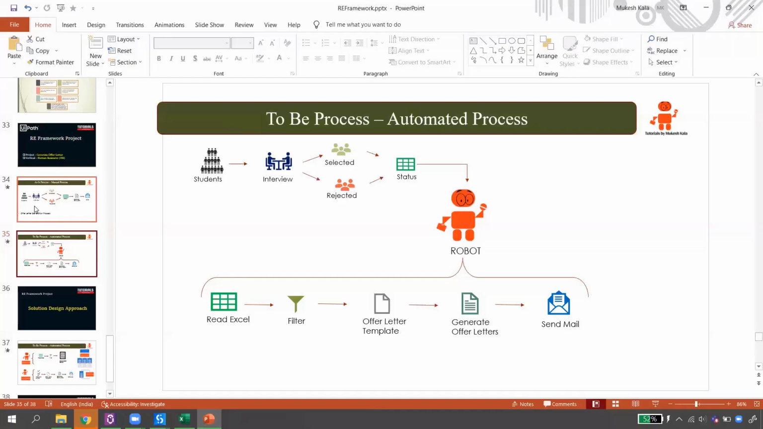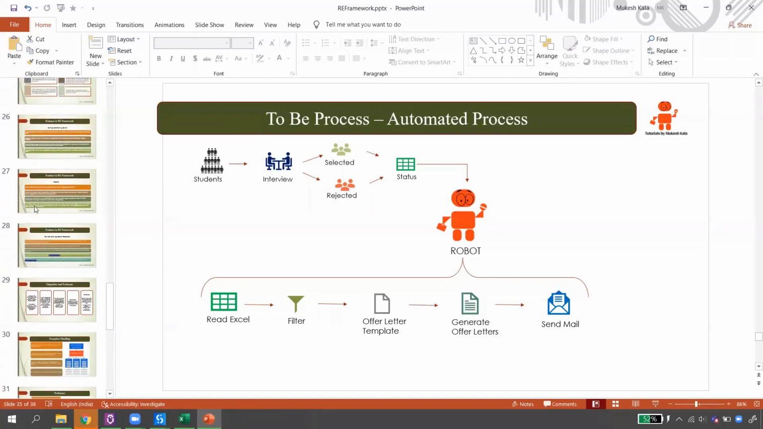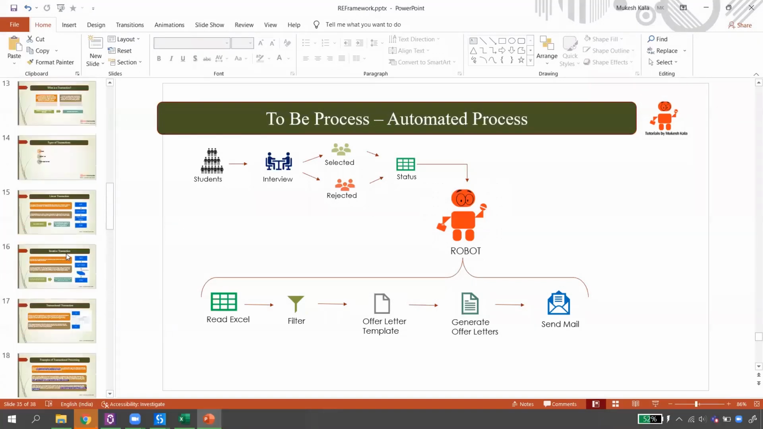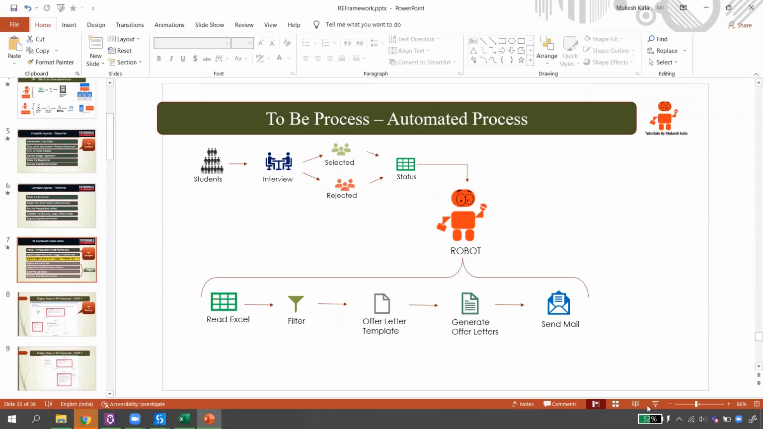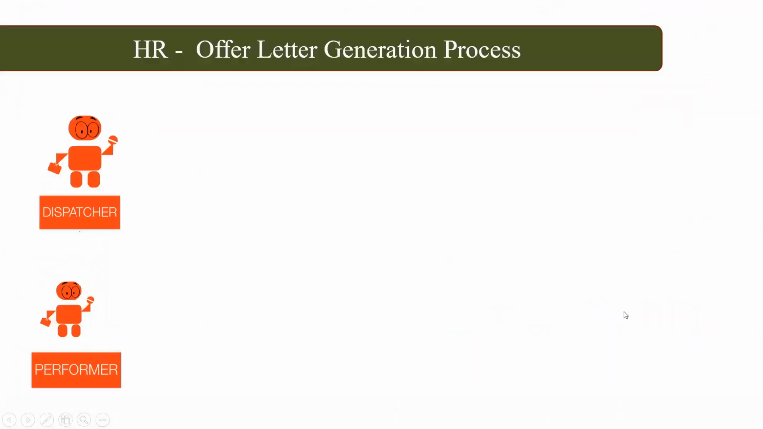So let us start by creating the solution design. We understand the problem statement, what the as-is process is and what the to-be process is. Before we start any project in RPA, the first thing is you should be very clear about what you are going to build. For me, I can see the repetitive task, the transaction, and what is changing. If I ask you what is changing, the changing factor is only the candidate name, the candidate email ID, maybe the address or the salary.